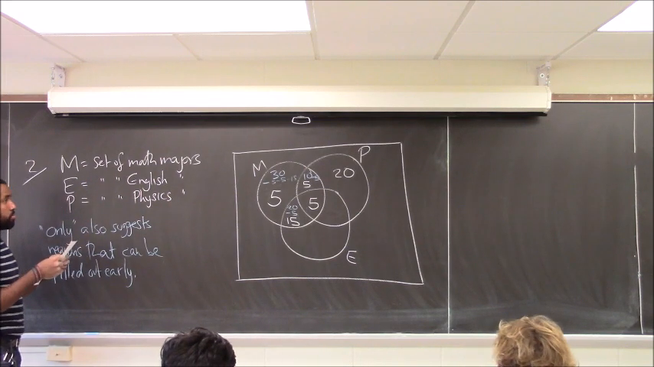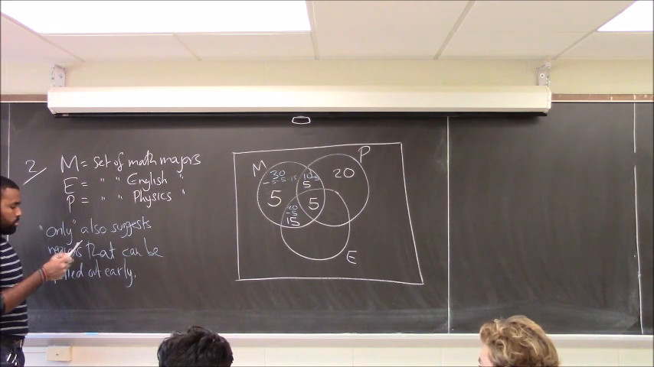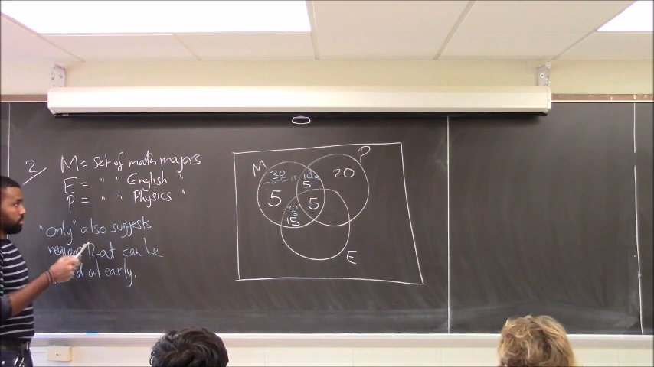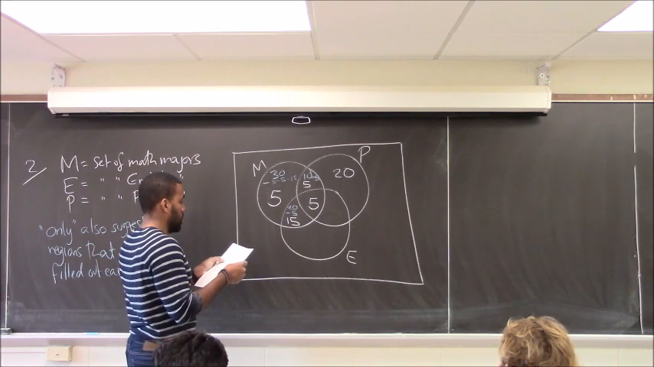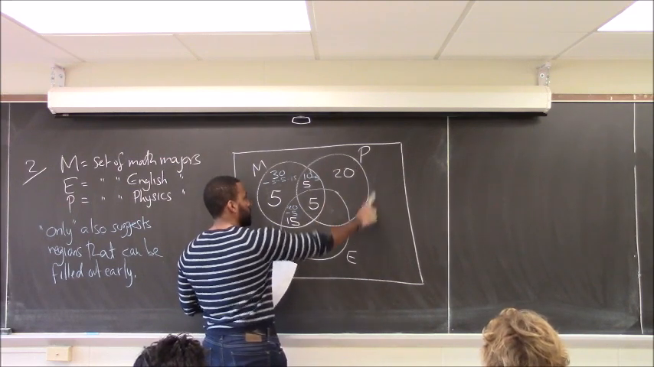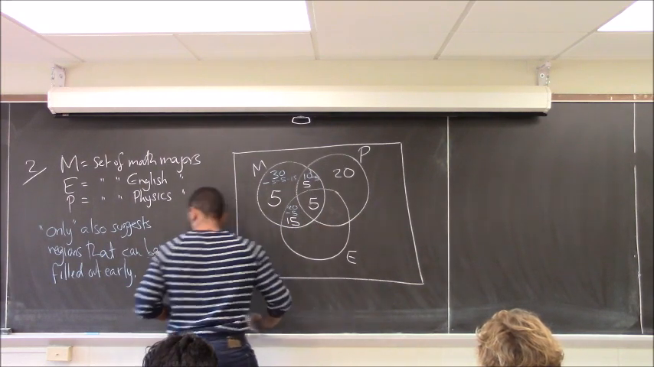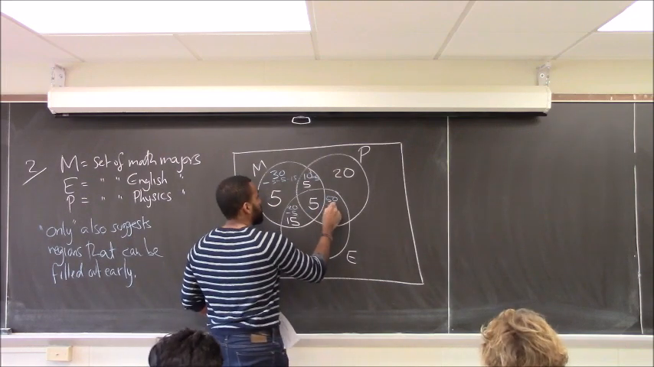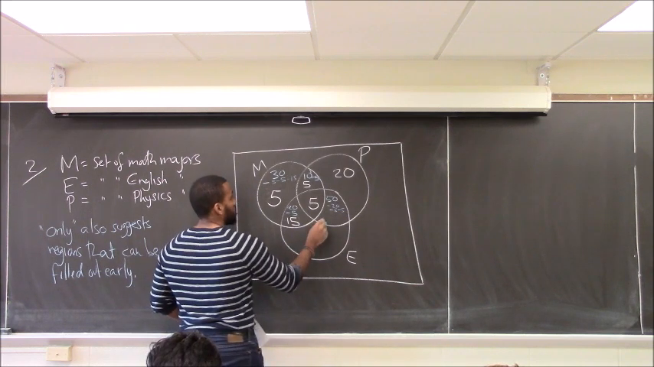What else do we know? Physics. Just physics and English. Like just physics and English, not the overlap of physics and English. So now physics, because we know all the physics people. So the only thing missing from that circle is this region. Physics is 50. So in here, we are going to do 50 minus the 20, minus the 5, minus the other 5. And so that's going to be 20 people over here.